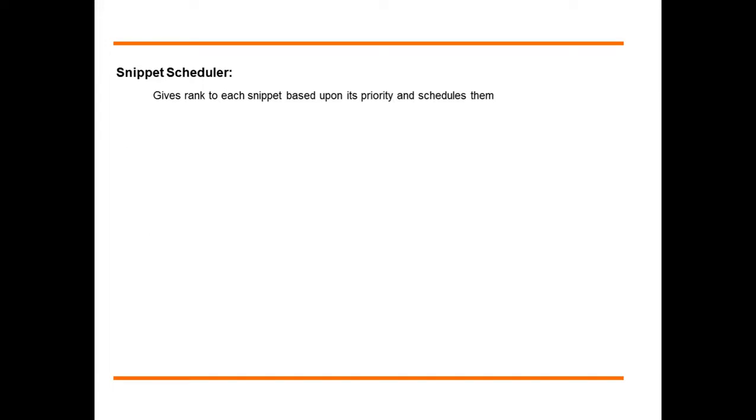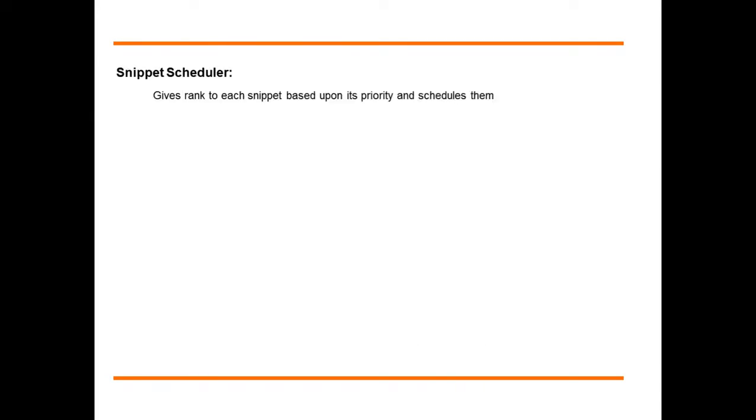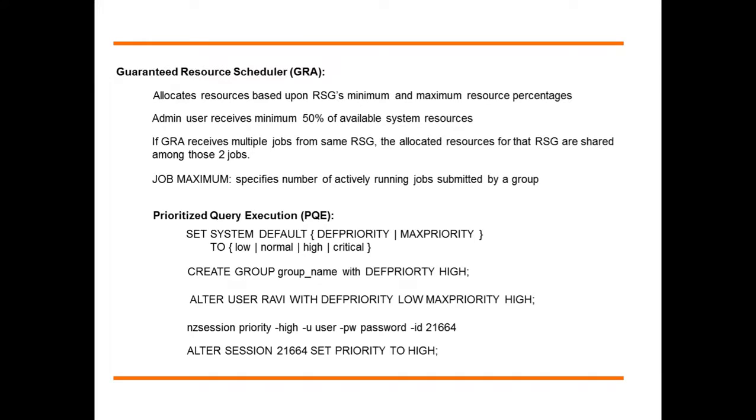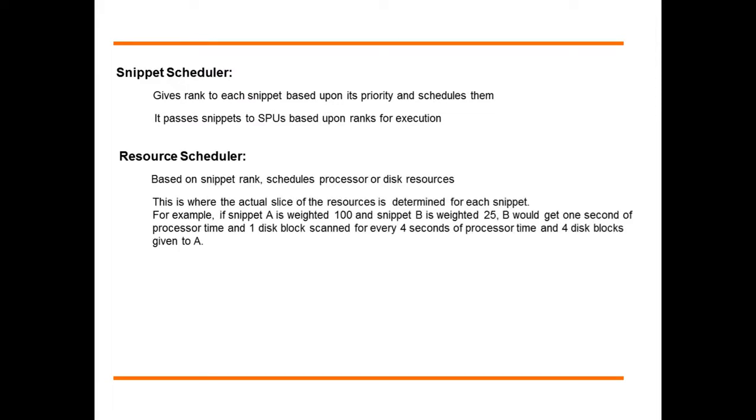The actual understanding of these schedulers is very easy. But the concept of groups, minimum percentage, maximum, priority, users is important here. Going back again, you have 4 schedulers. Gatekeeper, which is open by default. Then GRA, where the resources will be decided, how much to allocate. Snippet scheduler, based upon GRA's input, decides ranks. Based upon the ranks, it pushes to the resource scheduler. This is where actual allocation happens.